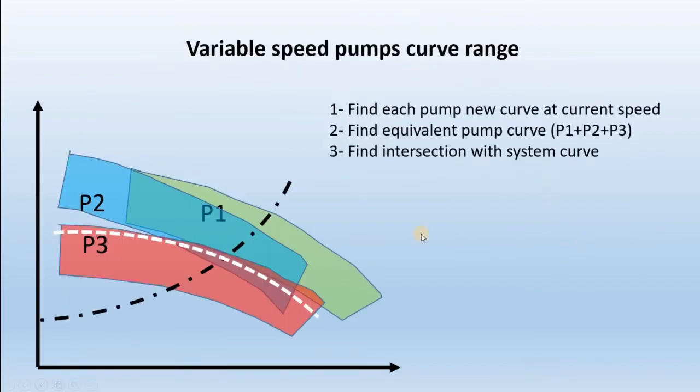Meaning if you have 3 pumps, you have a range of operation for pump 1 and pump 2 and pump 3. So the first step is to find for each pump the new curve. So you will find if this is 50%, I need to know where is the new curve of pump 1. This is 70%, I need to know where is the curve. And pump 3. Now add all those 3, give you the white dotted line, which is the equivalent pump curve, pump 1, 2, 3. From the system curve, which is this black, this is from the process guides, will give you this curve. You will find the intersection point, which is your operating point.